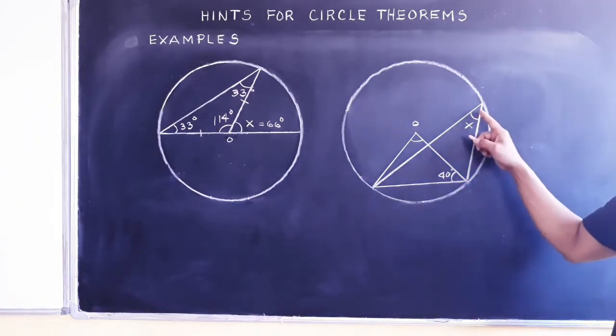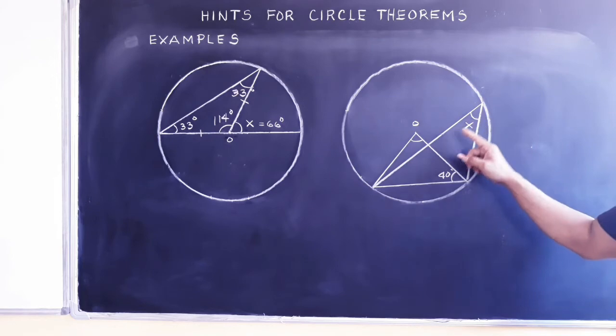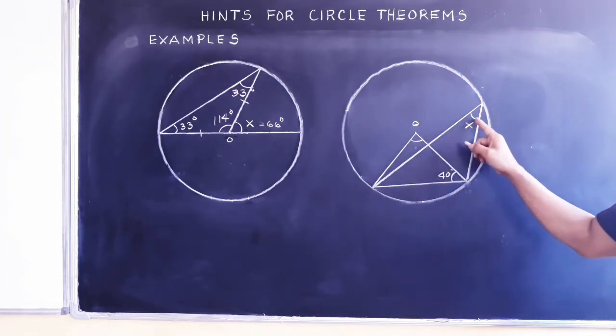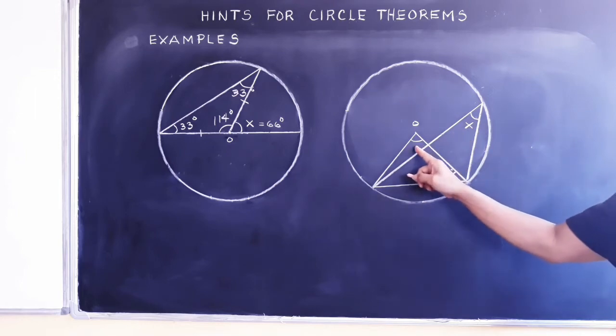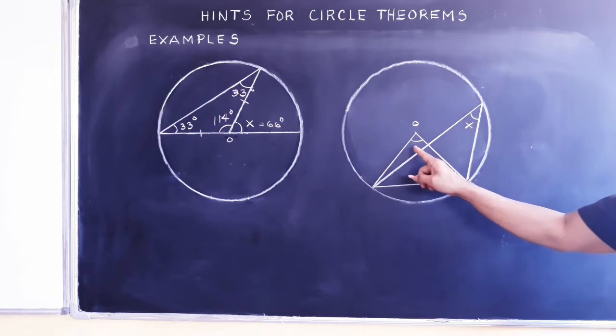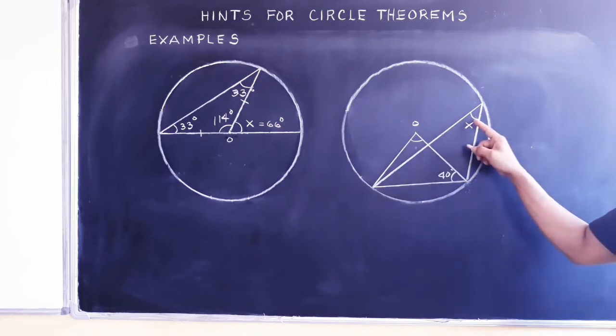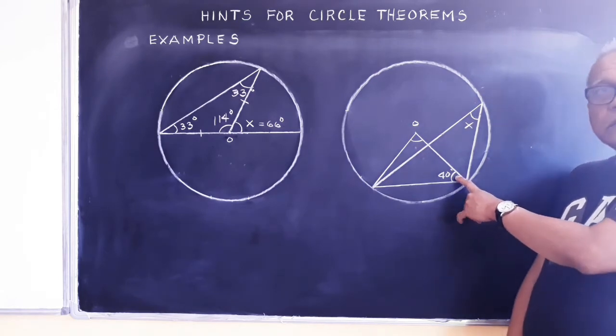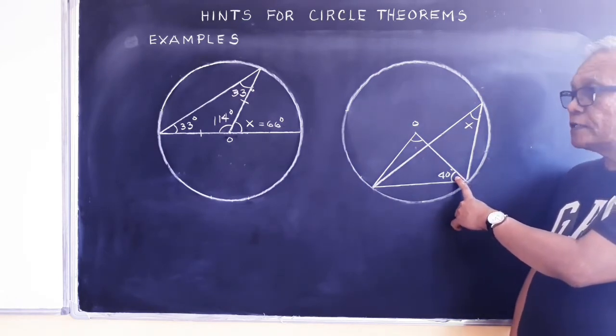Oh, we have a subtended angle and we have the central angle. We know that the subtended angle is only 1/2 of this central angle. But the problem here, class, is we don't have the central angle and we don't have the subtended angle. Now, this one is given, the 40 degrees.